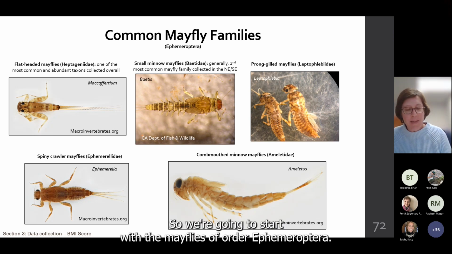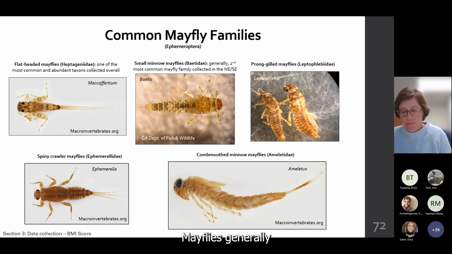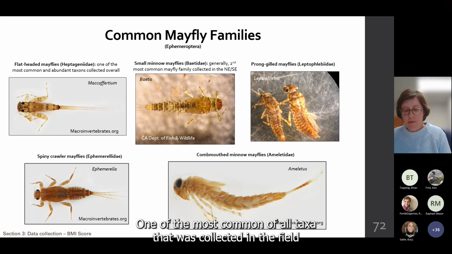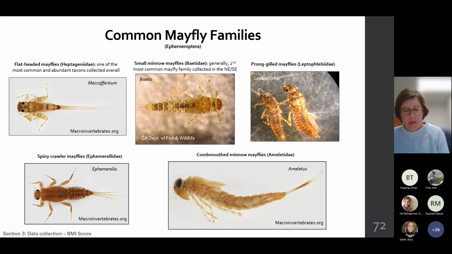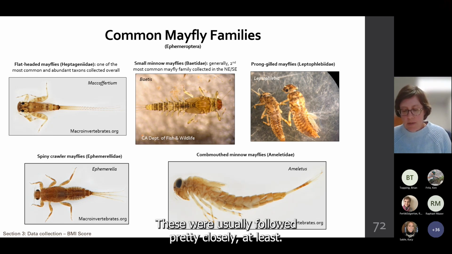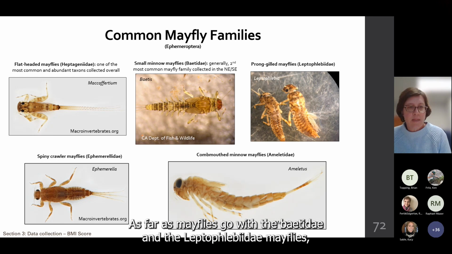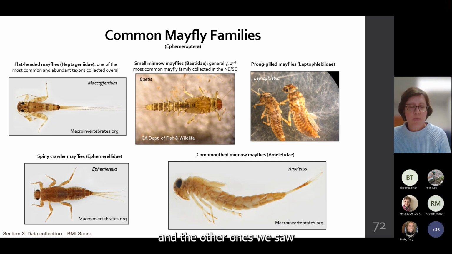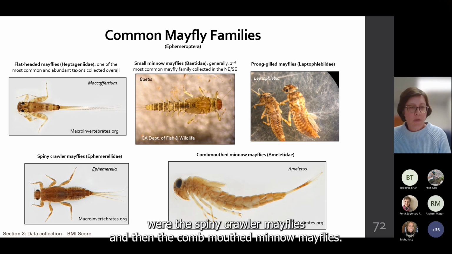So we're going to start with the mayflies of order Ephemeroptera. Mayflies generally have 3 tails or cerci, which you can kind of see here, and they have gills on the abdomen. One of the most common of all taxa that was collected in the field were the heptageniid or flat-headed mayflies that are depicted on the top left. These were usually followed pretty closely, at least as far as mayflies go, by the baetids and the leptophlebiid mayflies. And then other ones we saw were the spiny crawler mayflies and then the comb-mouthed minnow mayflies.